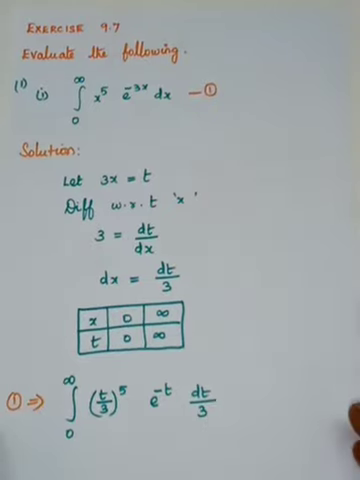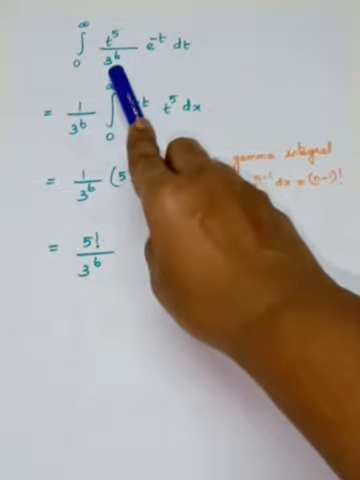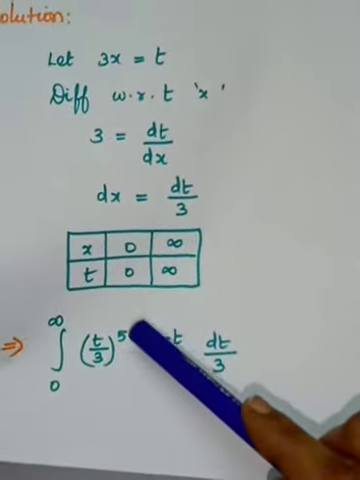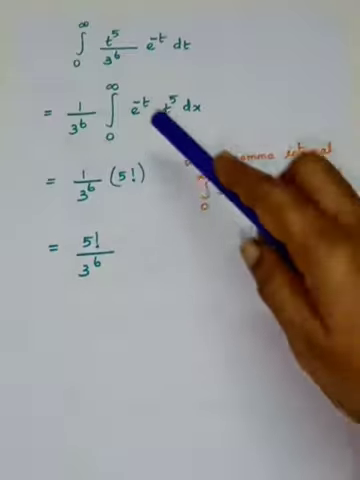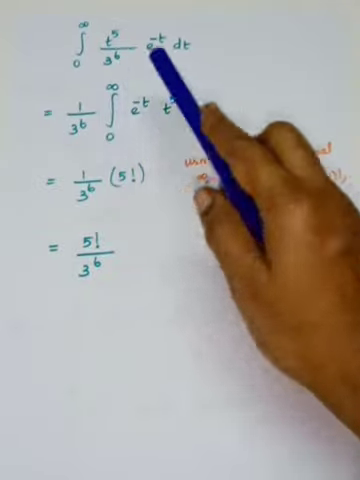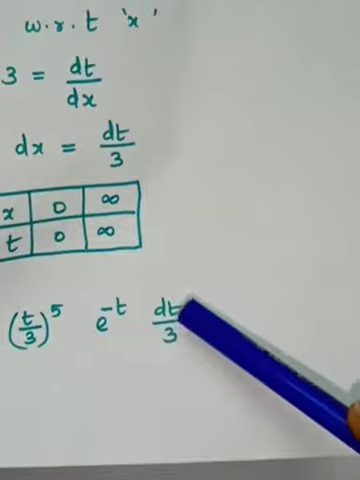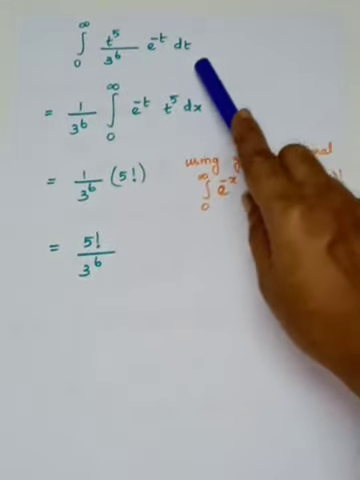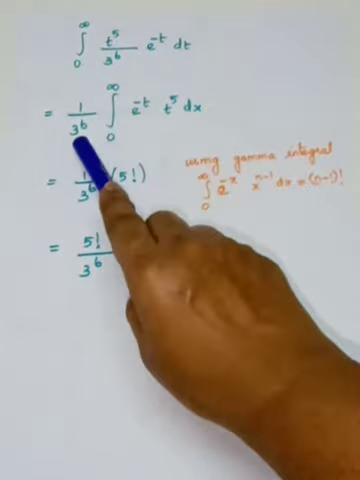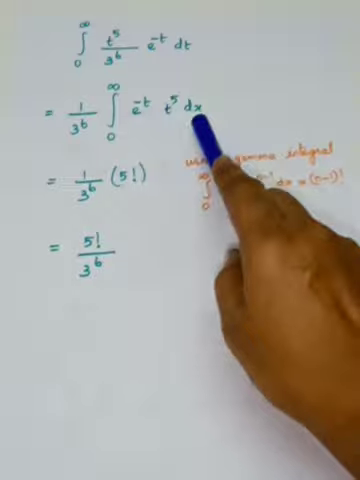So therefore 1 by 3 power 6 is taken out. So here you will have 3 power 6. How has the 3 power 6 come? Here you will have 3 power 5. Here you will have in the denominator 3 power 1. So it is written as 3 power 6. What will be the remaining? t power 5 e power minus t into dt. So the constant is taken out. Integral 0 to infinity e power minus t, t power 5 into dt.